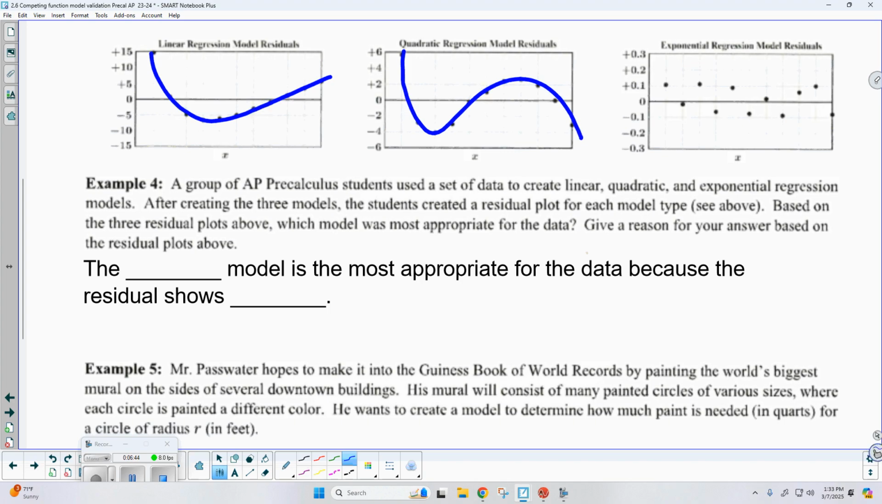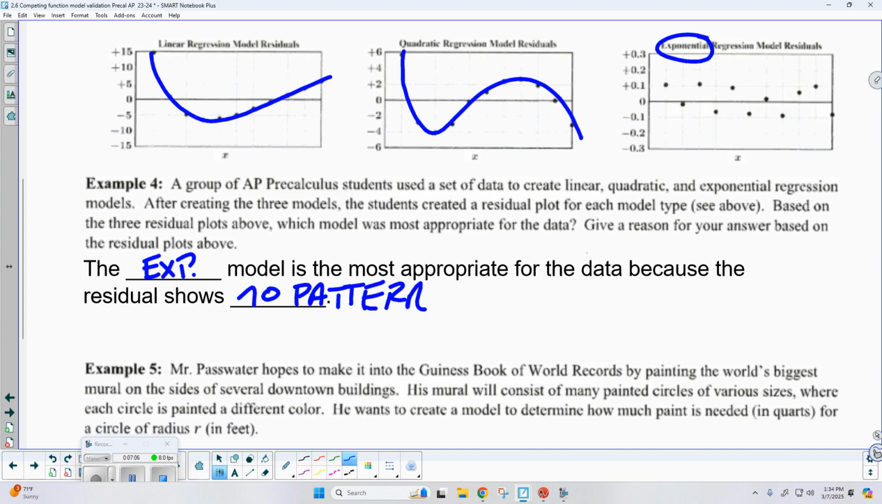So if it's not linear and quadratic, it has to be exponential. It's the only one that has what? Random, so no pattern. And that's pretty much the big idea for the last part of these notes.